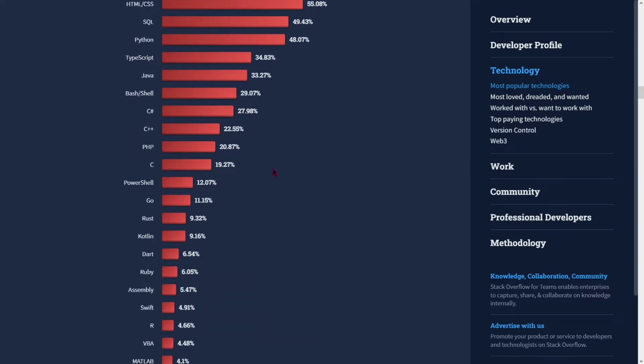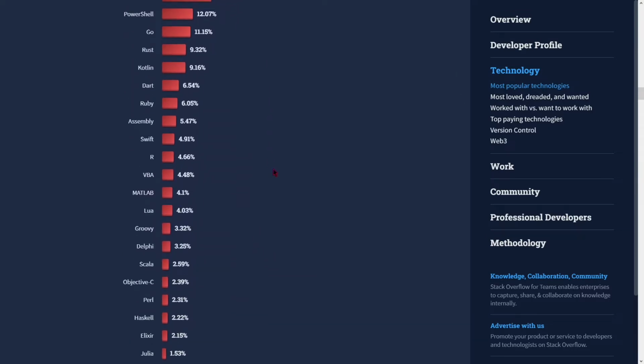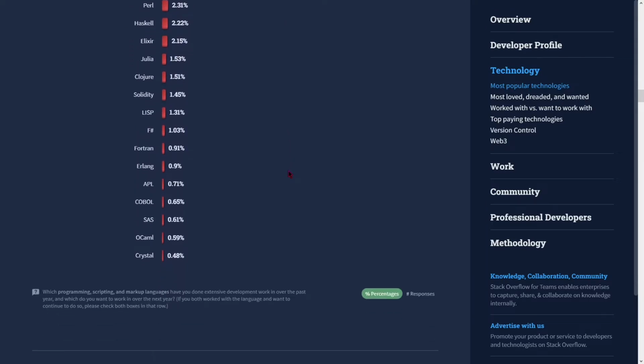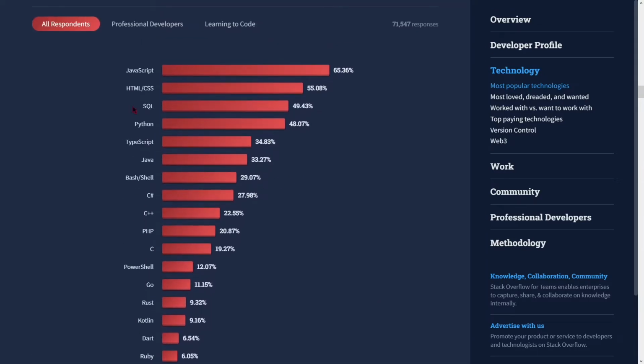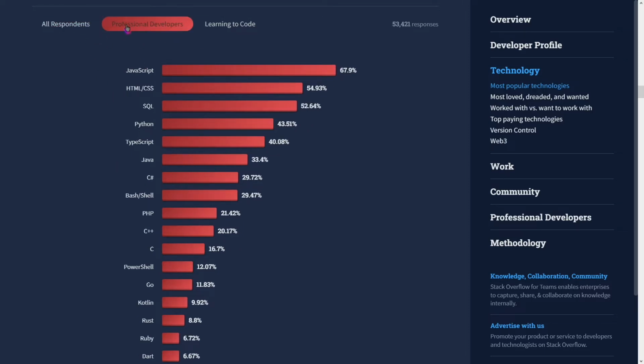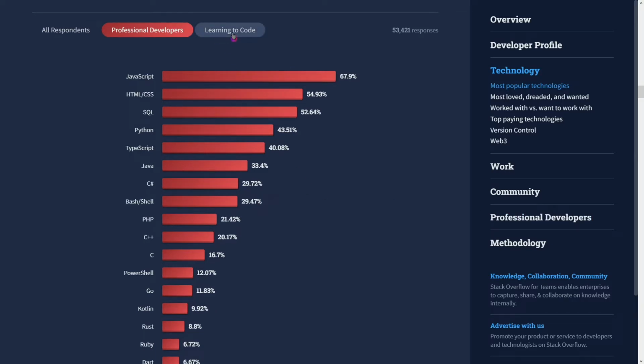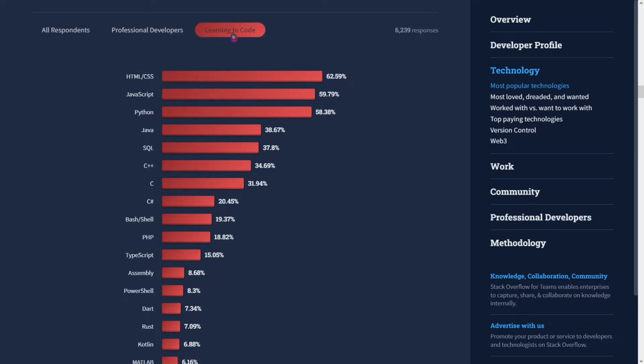Also we have here lots of technologies and programming languages. You can take a look, but these are the principal ones. For example, let's go to professional developers, and well, you can see that the results are quite similar. There are not many differences, you can see. And now let's go to the learning to code section. Well, here there are a lot of differences.